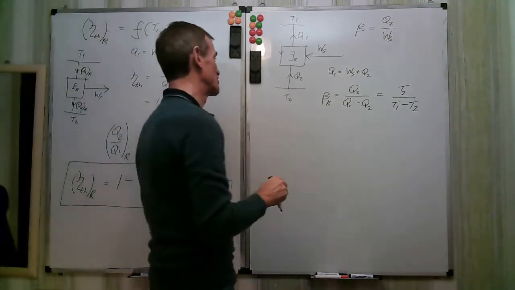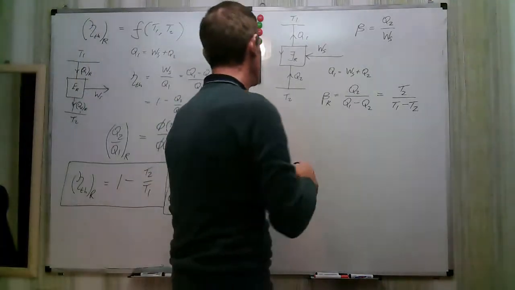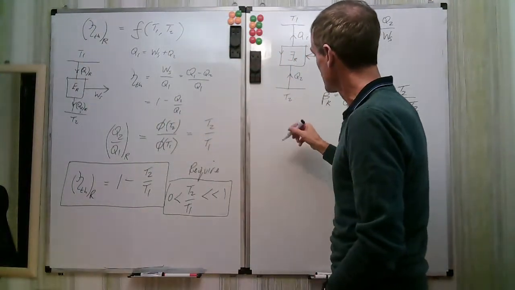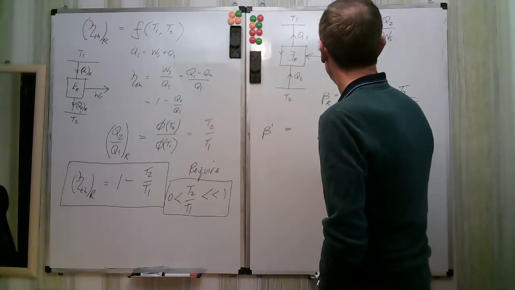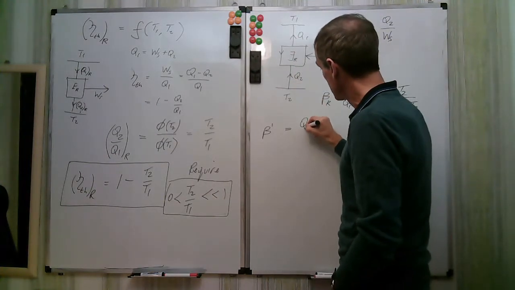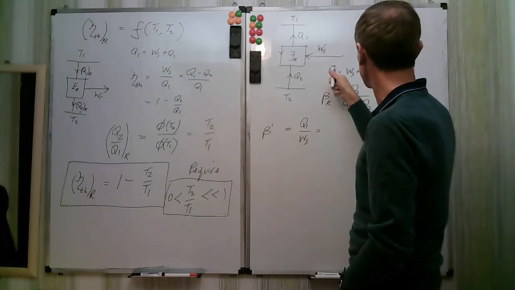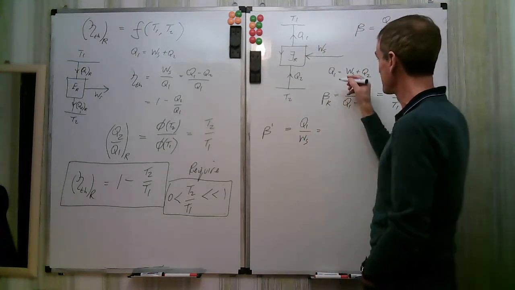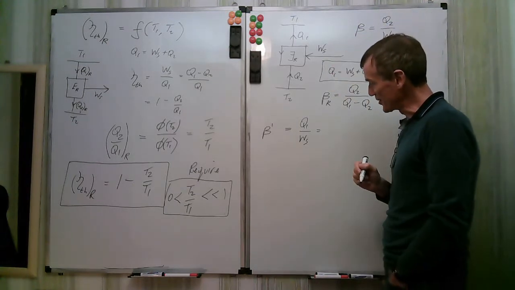And we can also do the same for a heat pump. Yes, we can do the same for a heat pump. So for a heat pump, what do we want? Beta dashed for the heat pump. For the heat pump, what we want is the Q1. What we're having to put in is WS. Exactly the same, that still applies. My first law of thermodynamics works. It doesn't change for the heat pump.